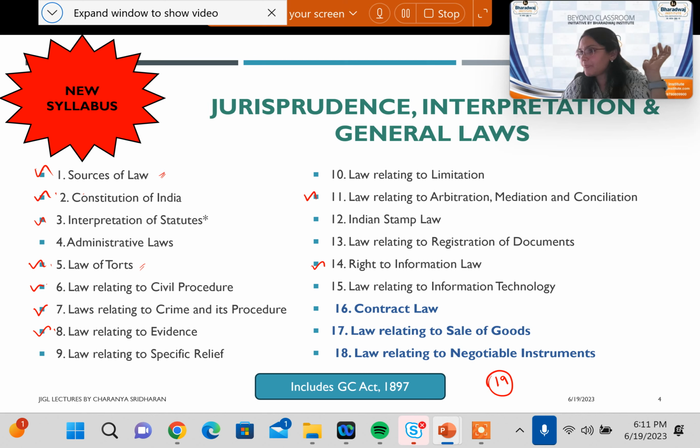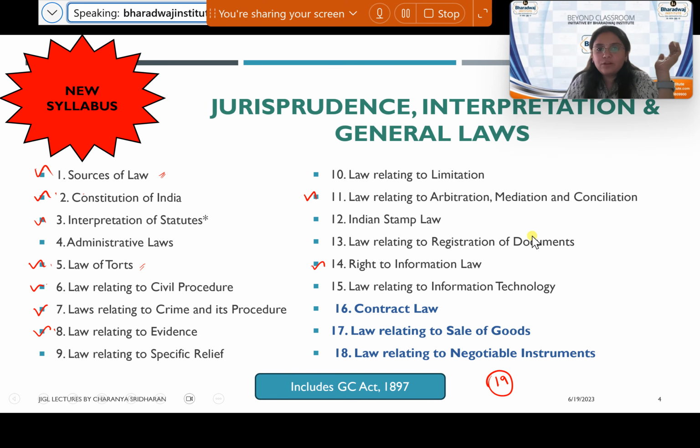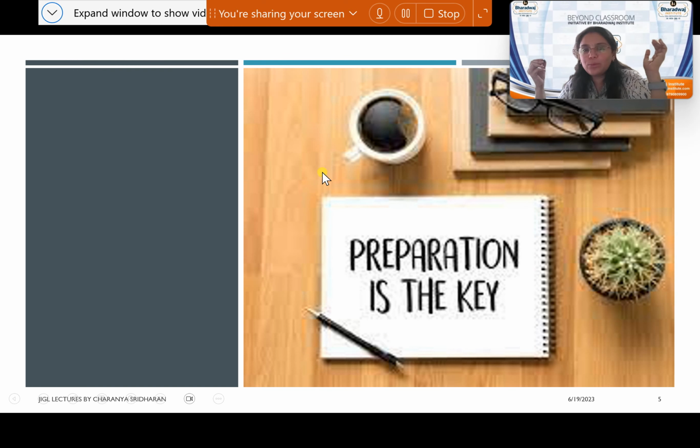Okay, how many chapters are done, guys? How many chapters are done? 9. Louder. 9. The 10th one is the actual 10th one on my screen, which is law relating to limitation, which is your Limitation Act. A very, very small legislation.